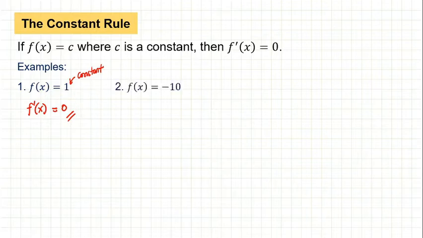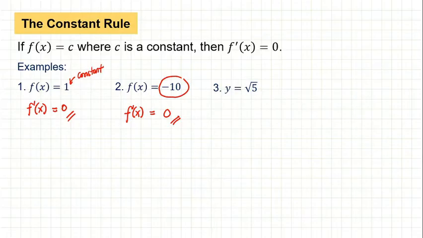Another one. Suppose we have f of x equal to negative 10. Again, negative 10 is a constant. Therefore, f prime of x is equal to 0. Meaning the derivative of the function f of x equal to negative 10 is equal to 0. The same with this one. Suppose we have y equal to square root of 5. So therefore, in finding the derivative, since square root of 5 is a constant again, y prime is still a notation denoting the derivative. So the derivative of y is equal to 0.